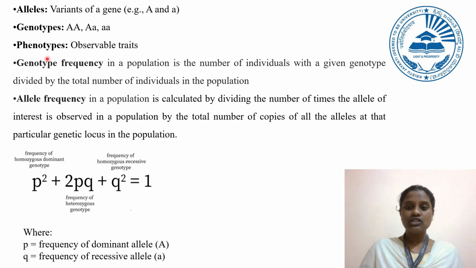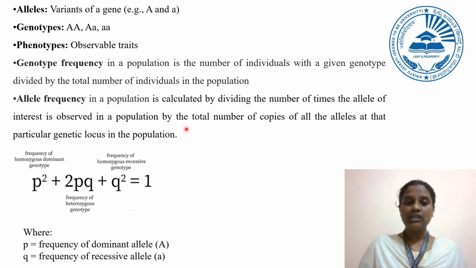Next, what is a genotype frequency? Genotype frequency in a population is the number of individuals with a given genotype divided by the total number of individuals in the population. Next, what is an allele frequency? Allele frequency in a population is calculated by dividing the number of times the allele of interest is observed in a population by the total number of copies of all the alleles at that particular genetic locus in the population.